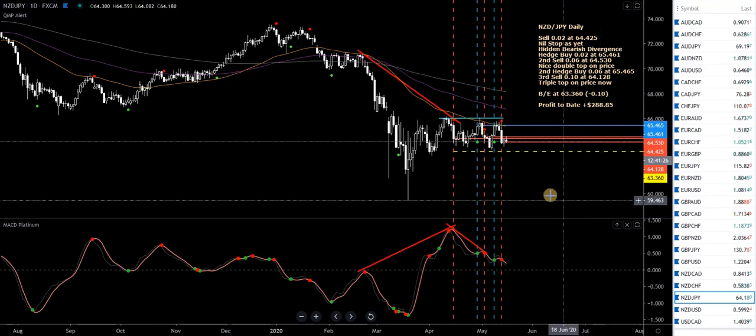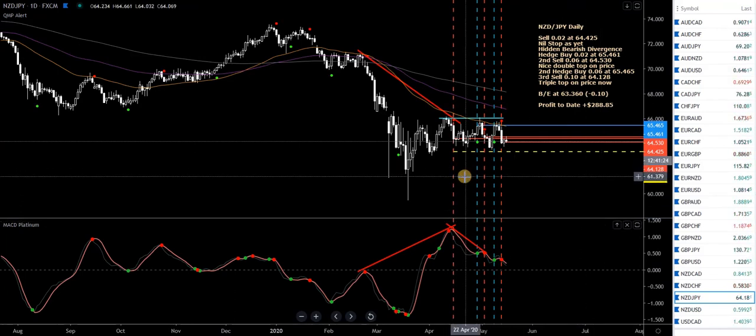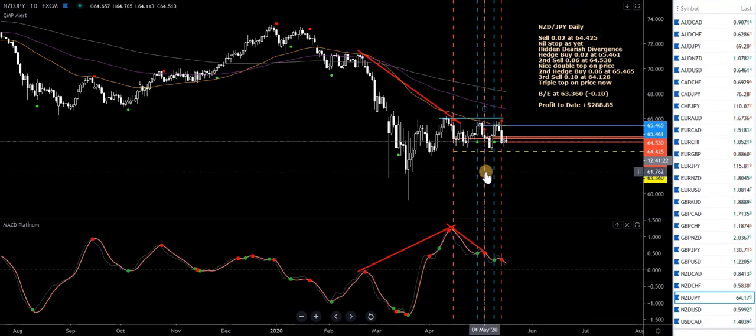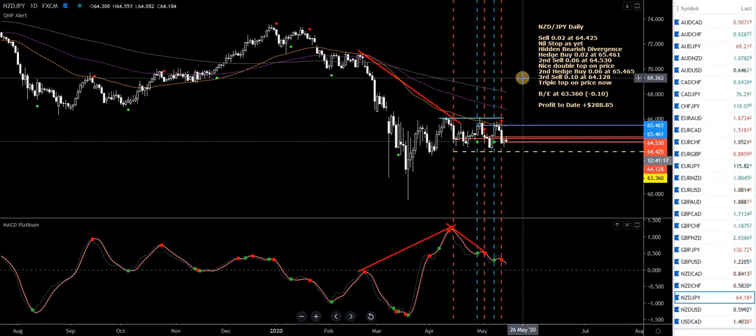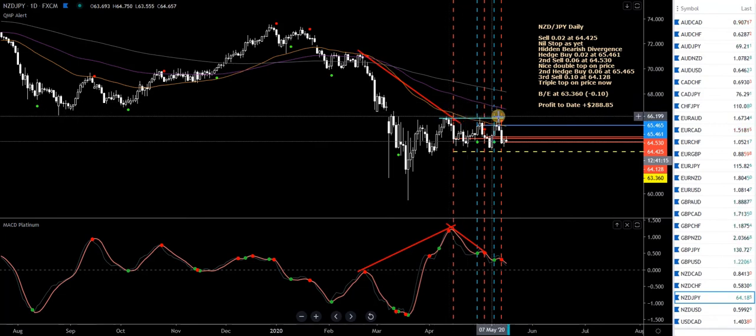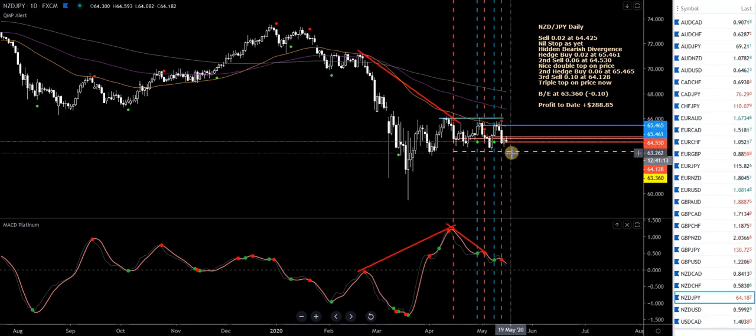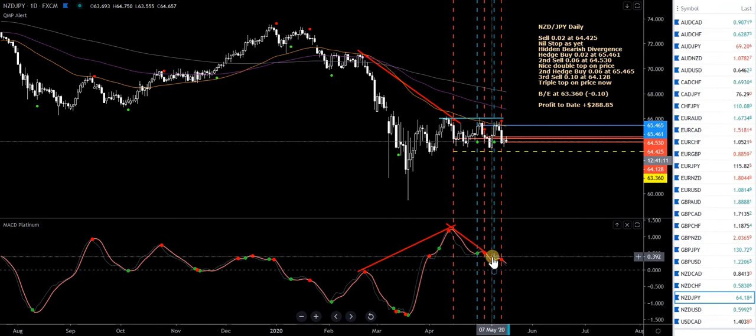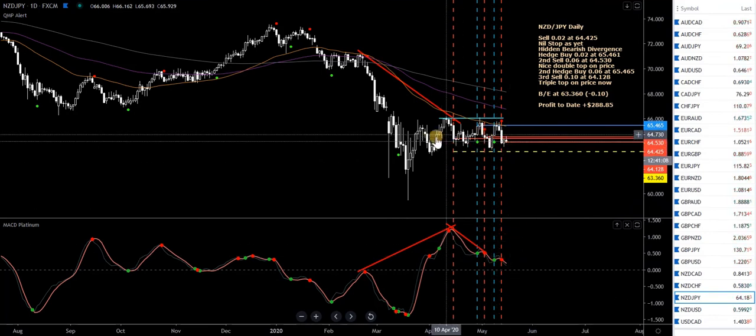New Zealand Japanese yen. What am I in here? Sell, hedge buy, second sell, second hedge buy, third sell there. Nice little resistance level up here. Overall break-evens here. MACD still above the zero level. Just needs to push down.